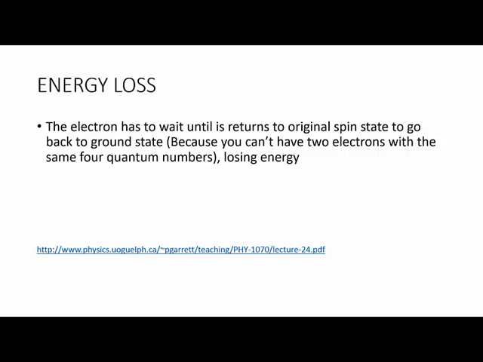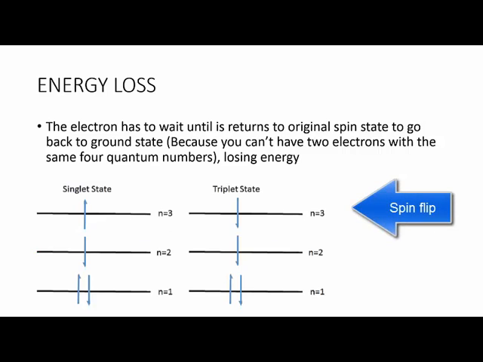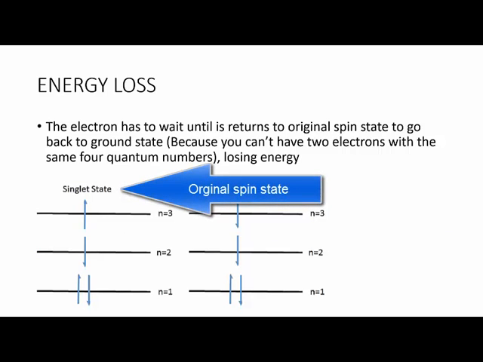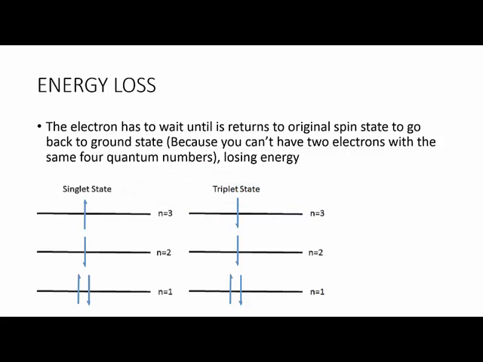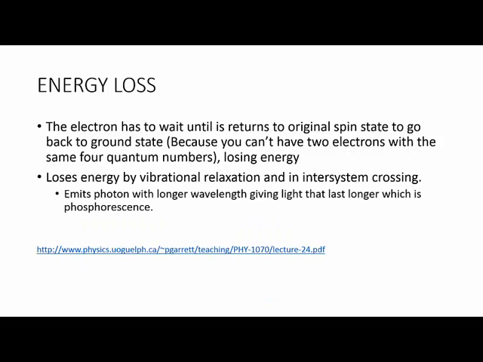So you lose energy in the intersystem crossing from singlet to triplet state, and also because the electron has to wait until it returns to its original spin state to go back down to the ground state. And this is because you can't have two electrons with the same 4 quantum numbers, that's stated in the Pauli exclusion principle. Basically, what I have mentioned is the electron loses energy from vibrational relaxation and intersystem crossing.